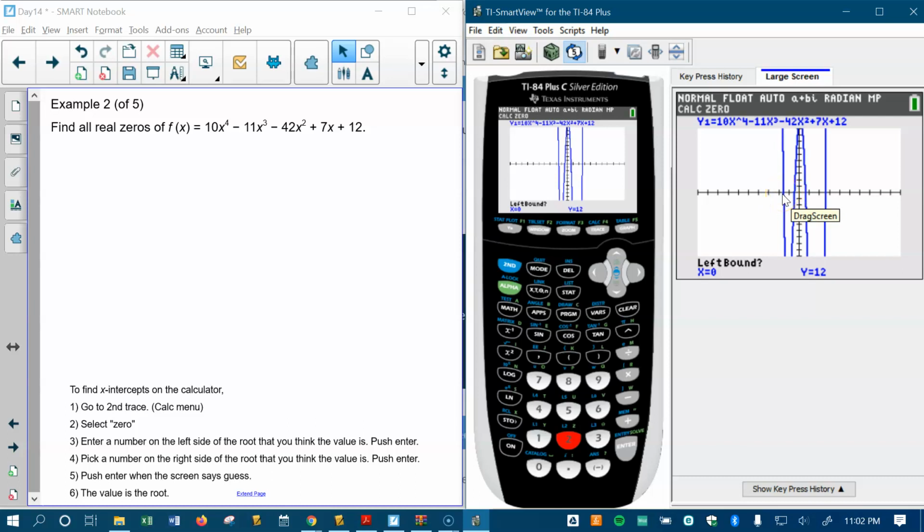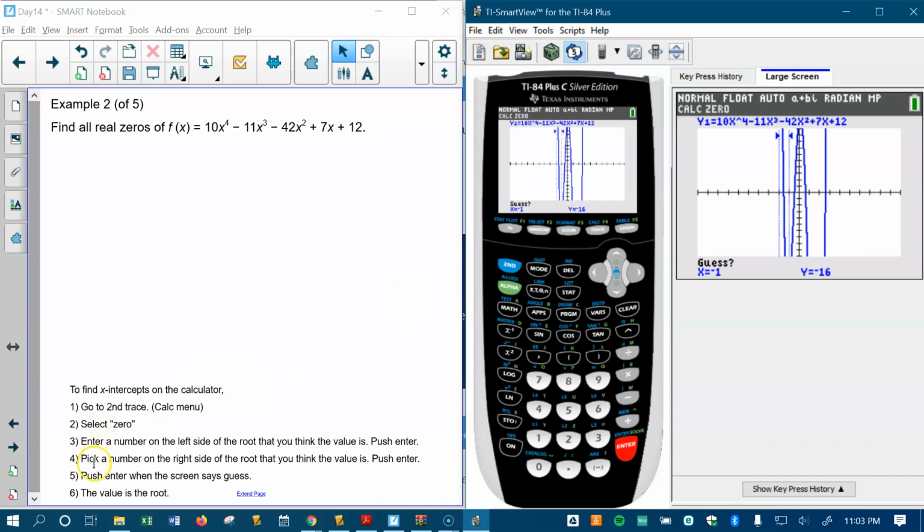I'm going to start with this left x-intercept here. I'm going to enter -2 for the left of the root. So a number that's on the left of the root is -2. And then I'm going to select a number on the right. Notice I'm not trying to guess what this number is. I'm going to let the calculator do that for me. So I'm just picking 2 clear x values that I can see on the left and on the right of the x-intercept. The second one is -1. And I'll push enter.